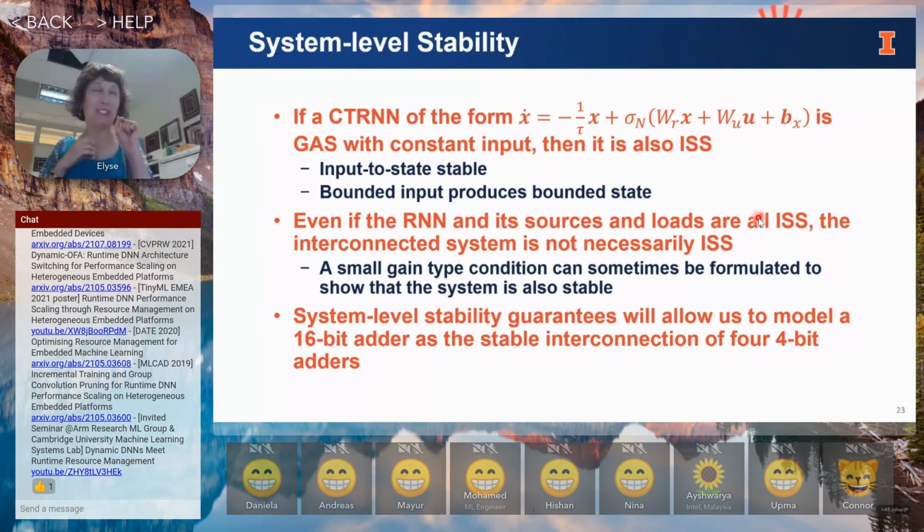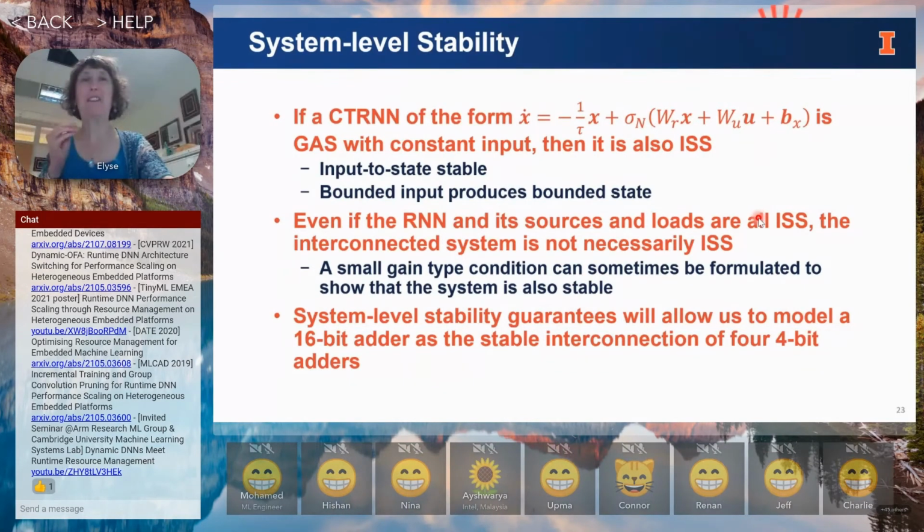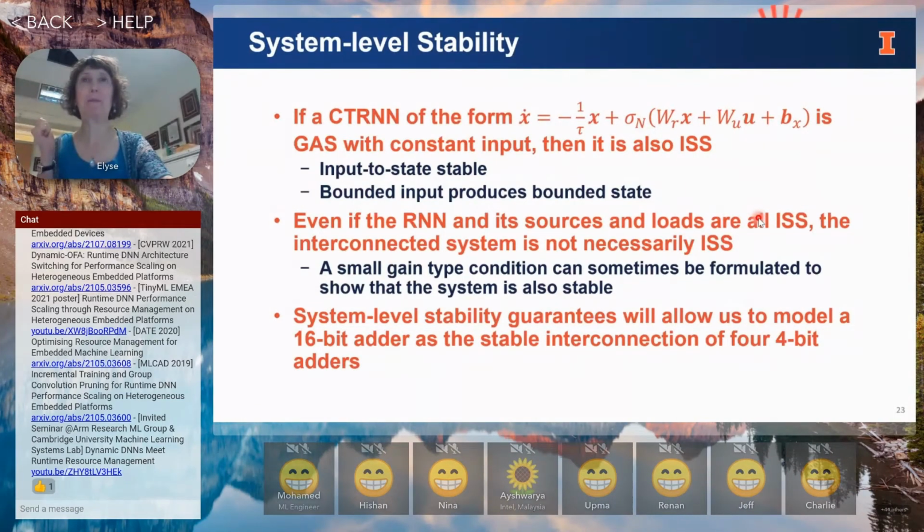But if we're successful in that endeavor, we will be able to model that 16-bit adder as the stable interconnection of four 4-bit adders. But again, this is a major research challenge that has to be addressed before these behavioral models can be used for generic circuit modeling purposes.